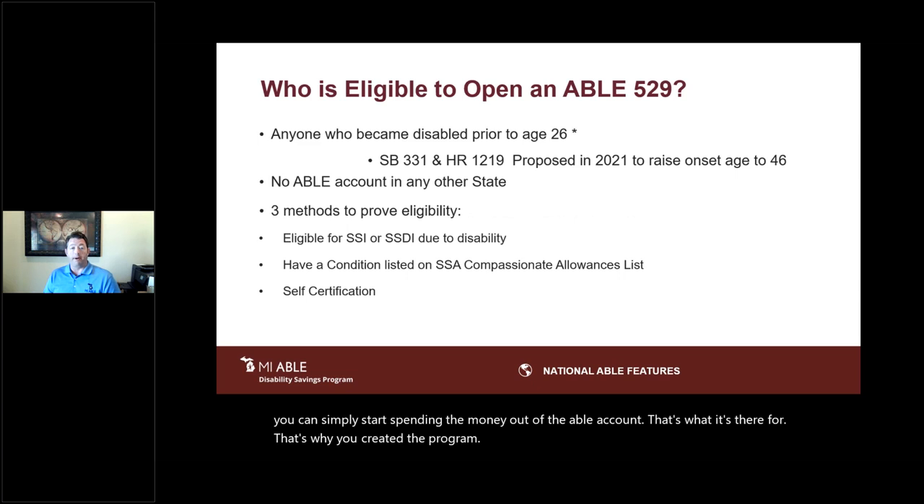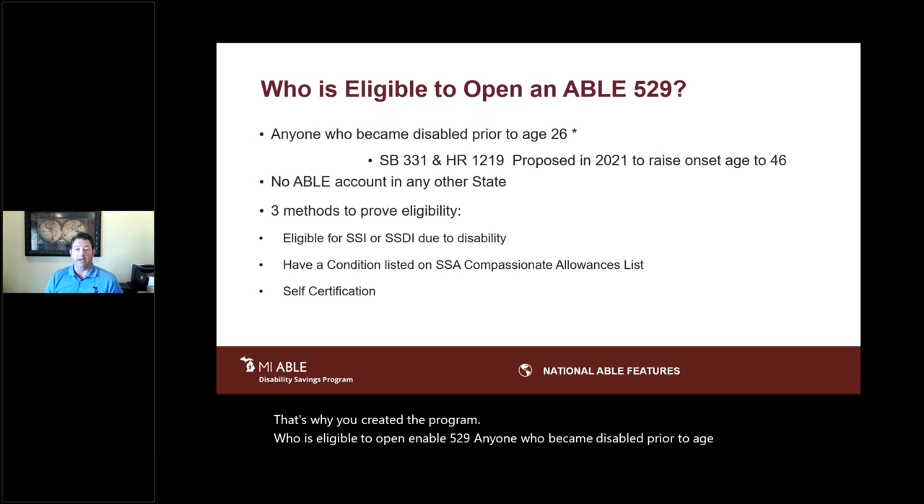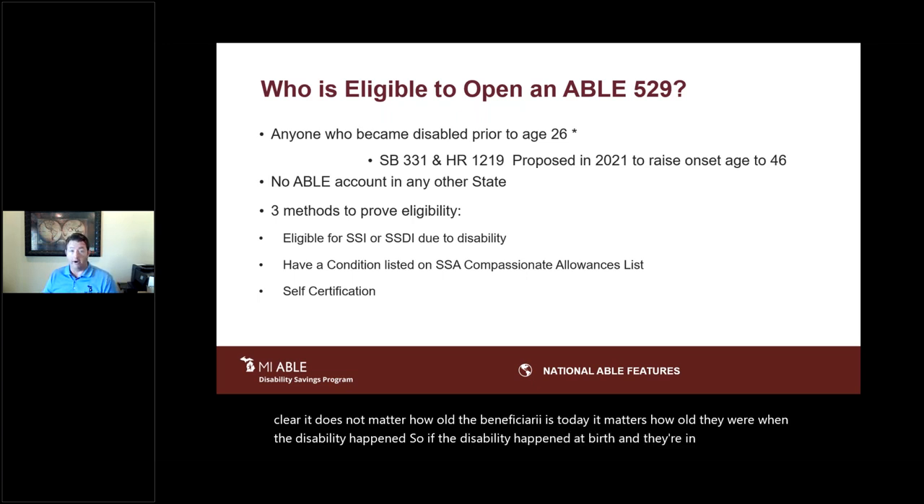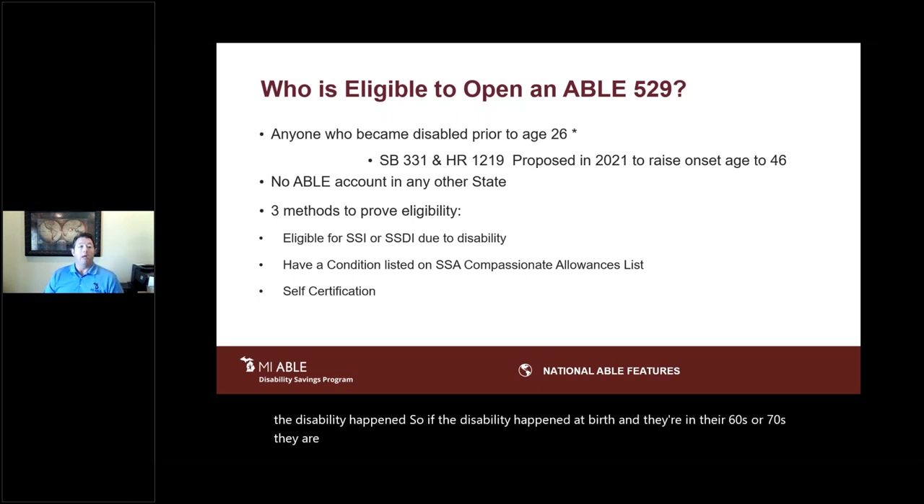Who's eligible to open an ABLE 529? Anyone who became disabled prior to age 26. Let me be clear. It does not matter how old the beneficiary is today. It matters how old they were when the disability happened. So if the disability happened at birth, and they're in their 60s or 70s, they are eligible for an ABLE account. I'm going to talk about the asterisks in just a second.